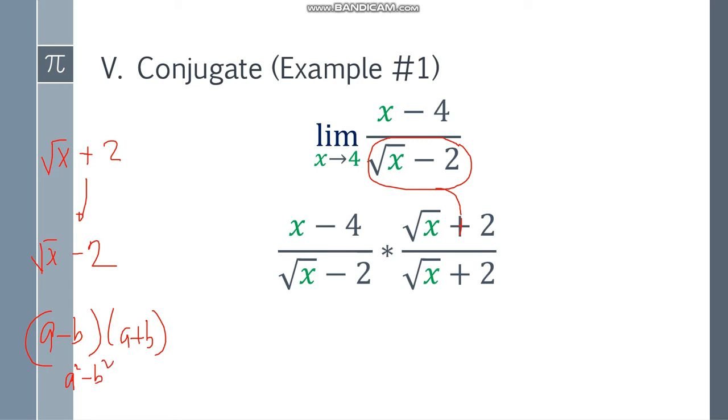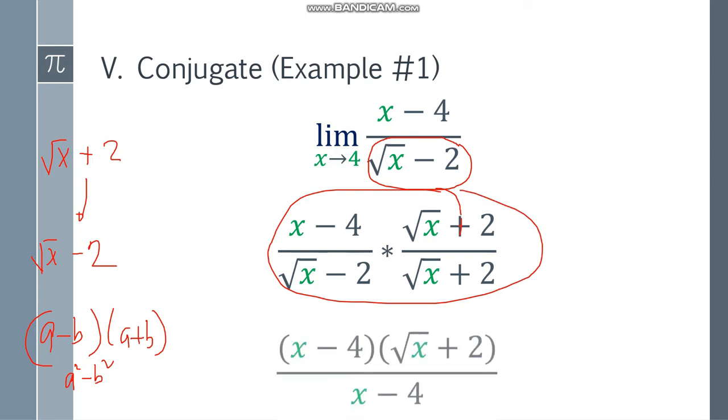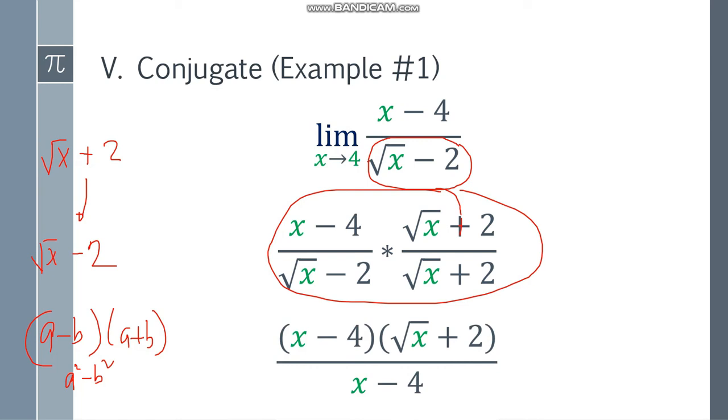I'll explain later. So we have this one, and let's simplify it. I don't want to make it messy, so I'll just put it as is, putting some parentheses so it will not be confusing. Now, since this will be a difference of two squares, we have a minus here and a plus here. Square root of x, we just multiply a and b. Square root of x times square root of x, that will be x. And 2 minus 2 multiply to plus 2 or positive 2, that will be minus 4 or negative 4.